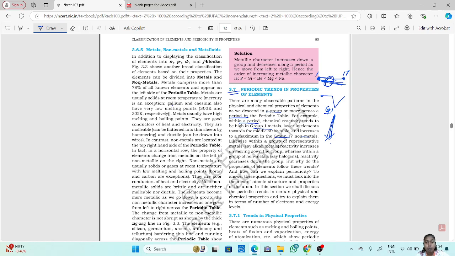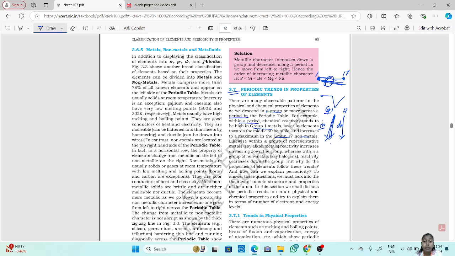Whereas within a group of non-metals, for example group 17, the halogens, reactivity decreases as you go down the group. So here reactivity increases, here reactivity decreases as we go down the group. Both are down the group, but one is increasing, the other is decreasing. So there is a trend which is followed here, right?